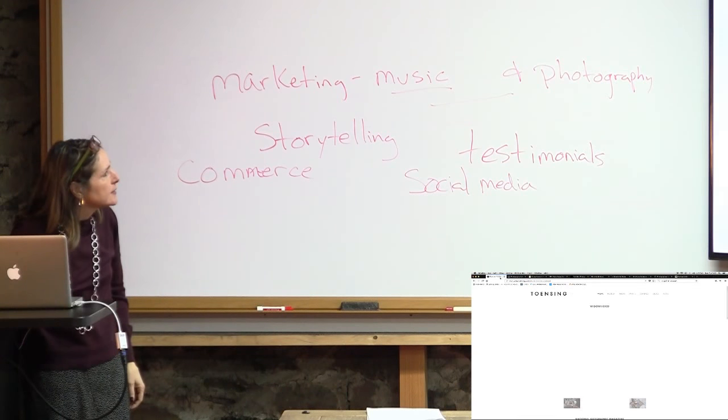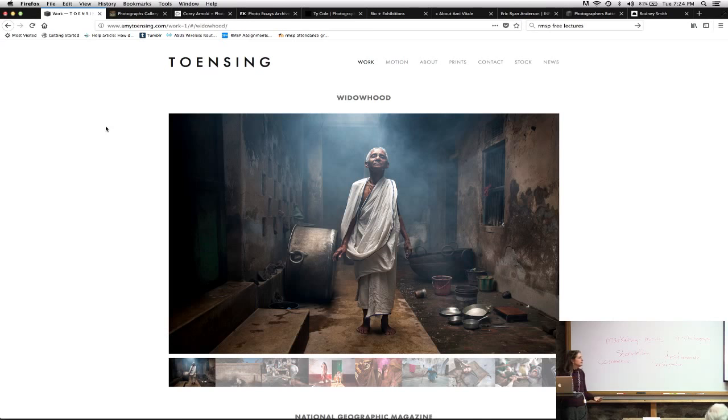And then we have captions and text. How do people deal with that? Playing with that. This is Amy Tonsing. I think she works for National Geographic. I loved what her site could do. I think she's Photo Shelter as well. So she's got her titles: work, motion, about, prints, contact, stock, news. So she's straightforward, right? That's her thing.